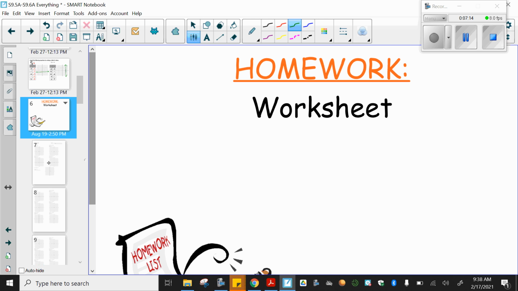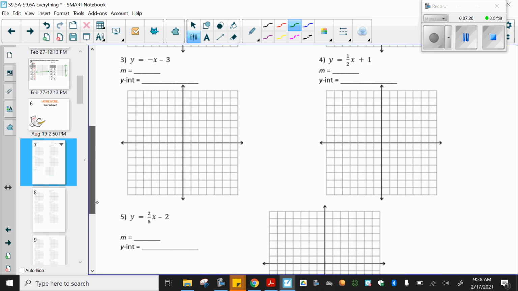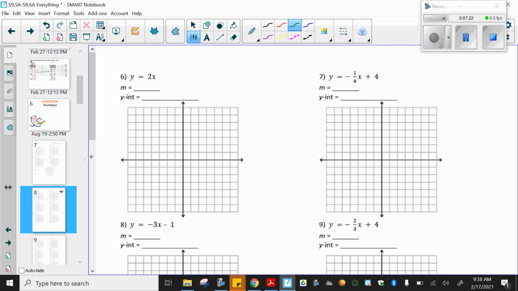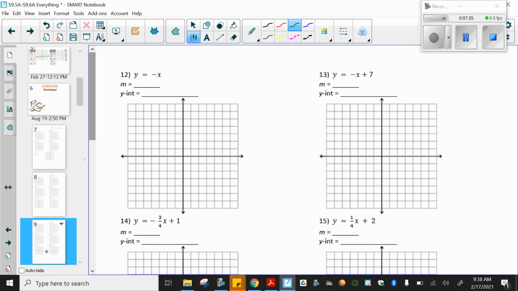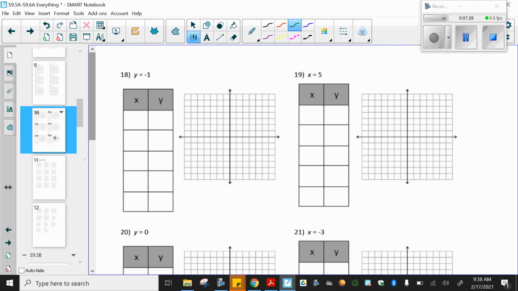Let's see. Homework. Here's your homework. Just like the first drawing of lines that we did on the graph, there's our front page. There's our next page. There's our next page. And I bet there's another one. And then what we did at the end.